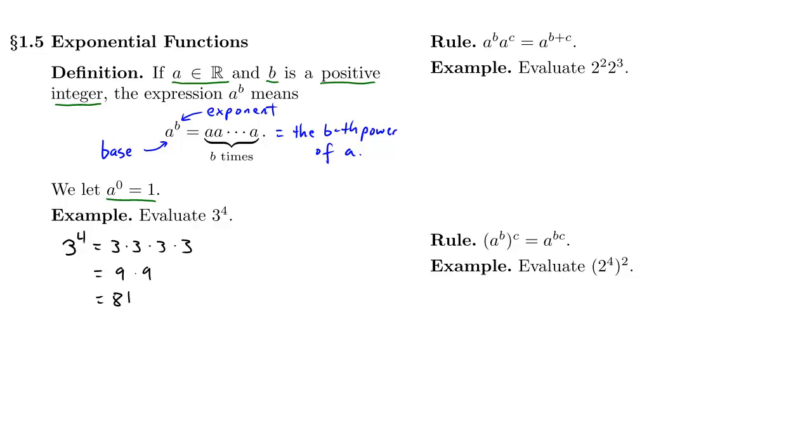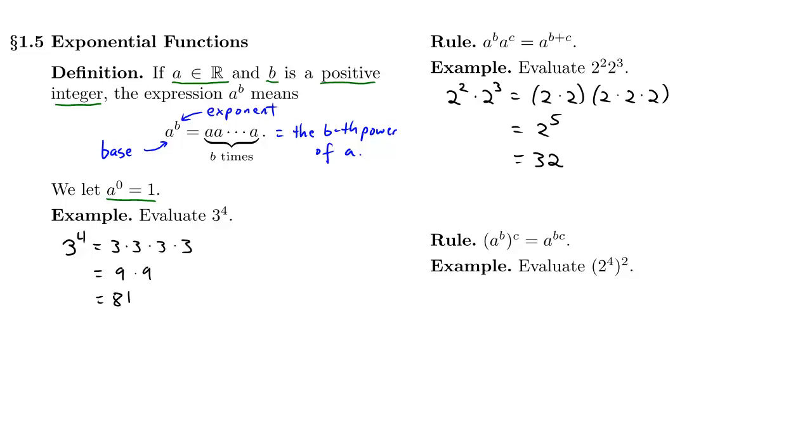Here's an example. 2 squared times 2 cubed is 2 times 2 for the 2 squared times 2 times 2 times 2 for the 2 cubed. Since we have 5 2's, we can write this as 2 to the 5. We could also have applied our rule to get to this point. Our rule simply adds the number of copies of 2 that appear in both products. We can also multiply this out to get 32 as our final answer.